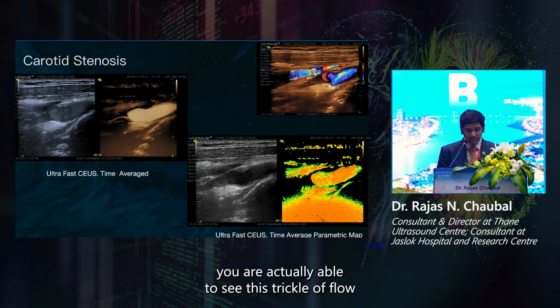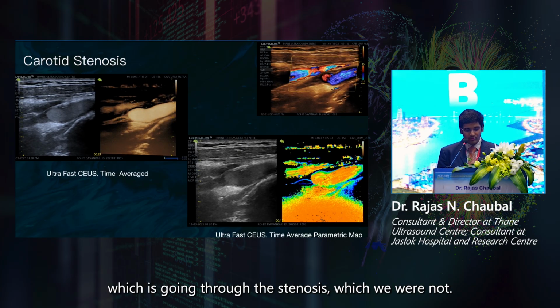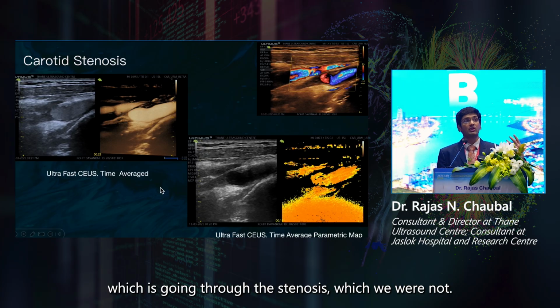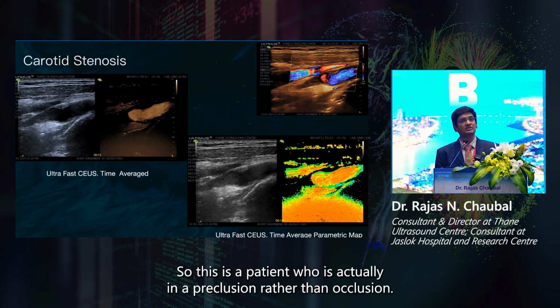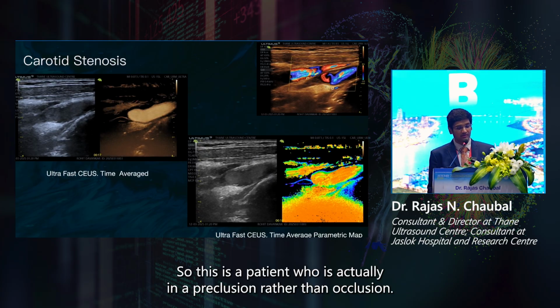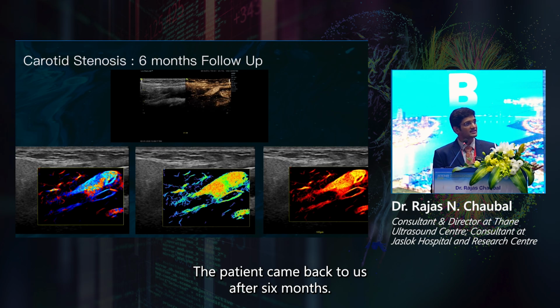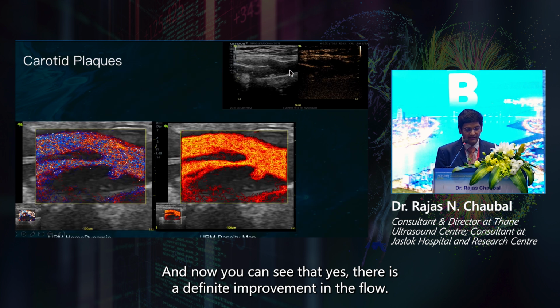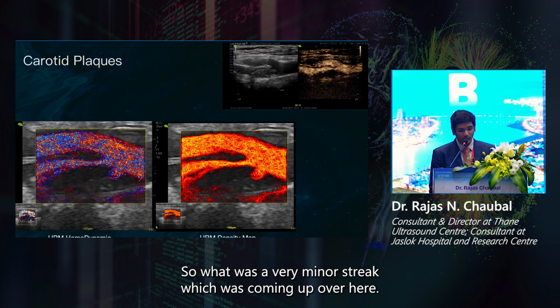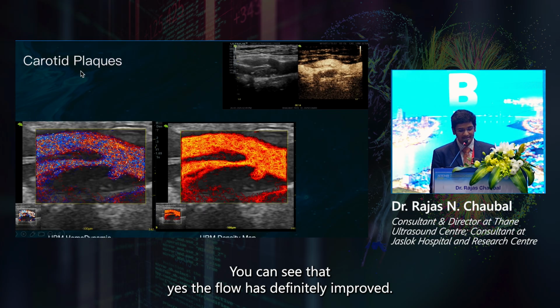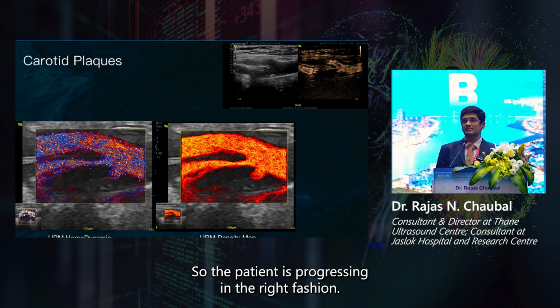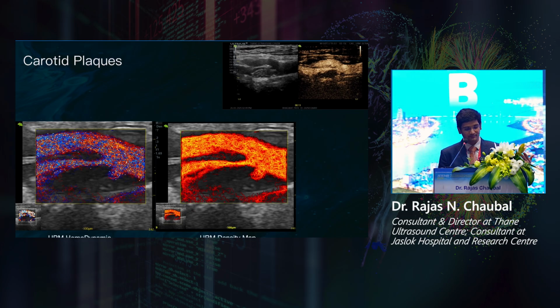You're actually able to see this trickle of flow which is going through the stenosis, which we were not, right? So this is a patient who is actually in a pre-occlusion rather than occlusion. And this is what happened. The patient came back to us after 6 months, managed conservatively, and now you can see that yes, there is a definite improvement in the flow. So what was a very minor streak which was coming up over here, you can see that yes, the flow has definitely improved. So the patient is progressing in the right fashion.